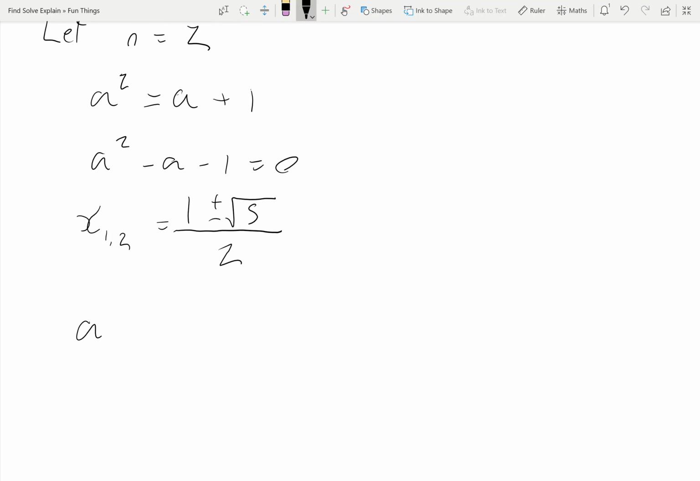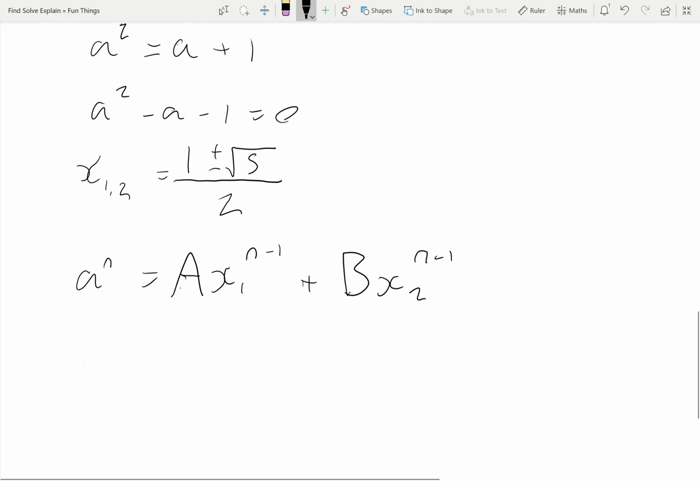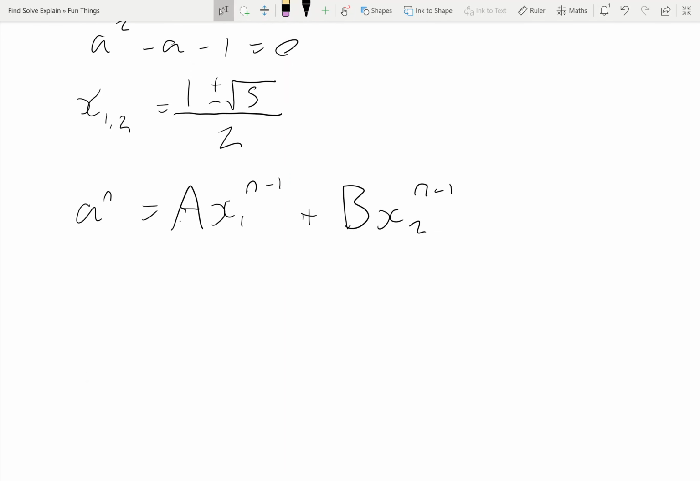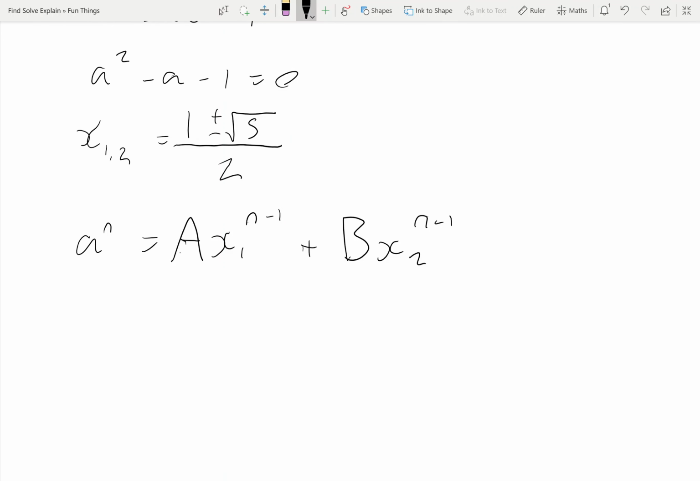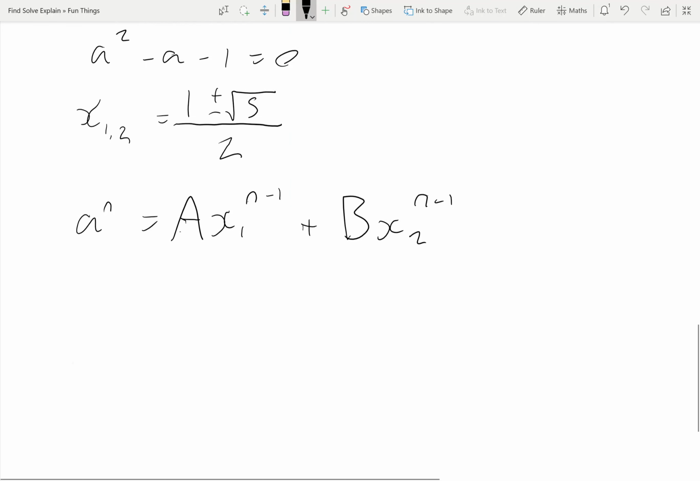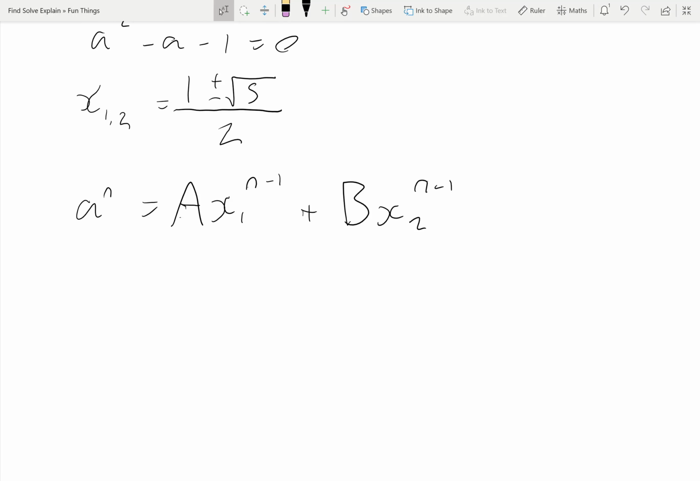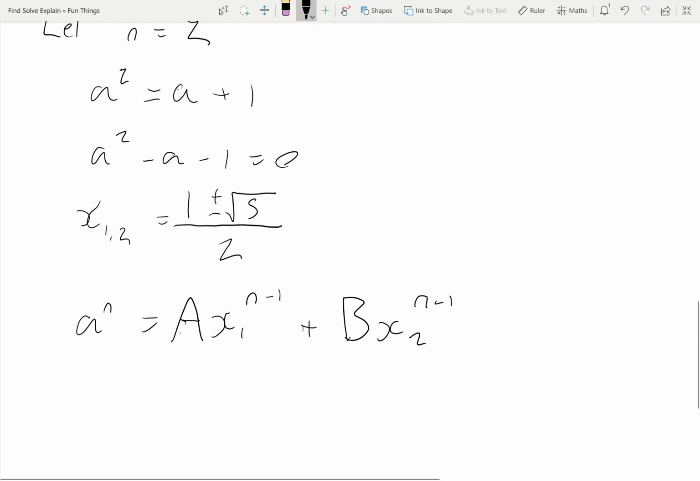Let's set a_n to be equal to capital A x1 to the n minus 1 plus capital B x2 to the n minus 1. And we can do this because we can quite literally set capital A and capital B to be absolutely anything. And now let's take a look at a different case.